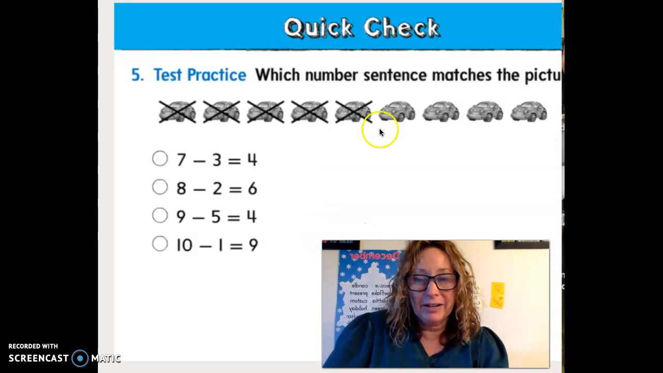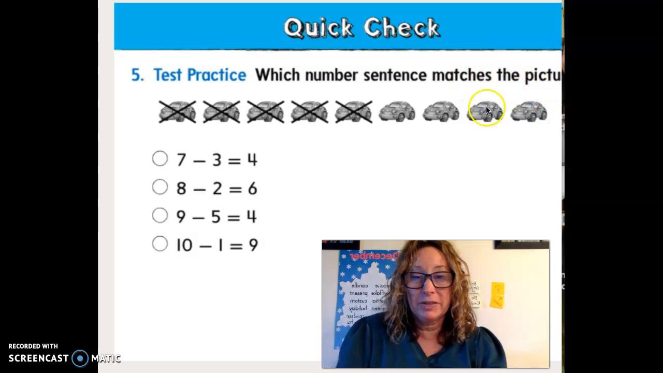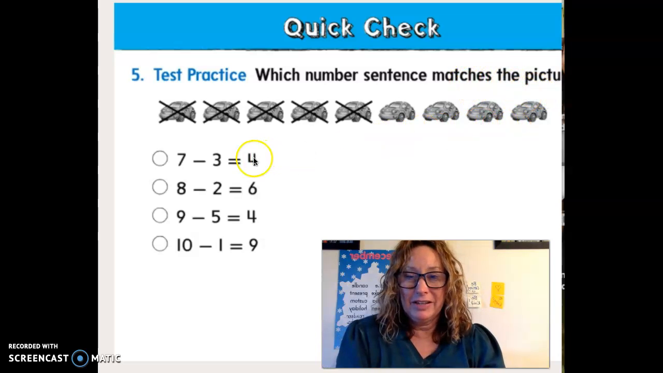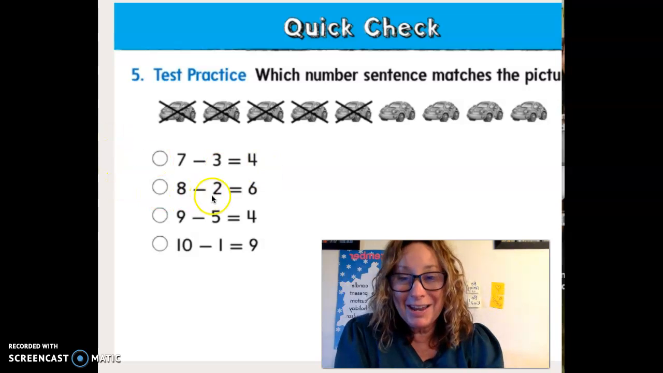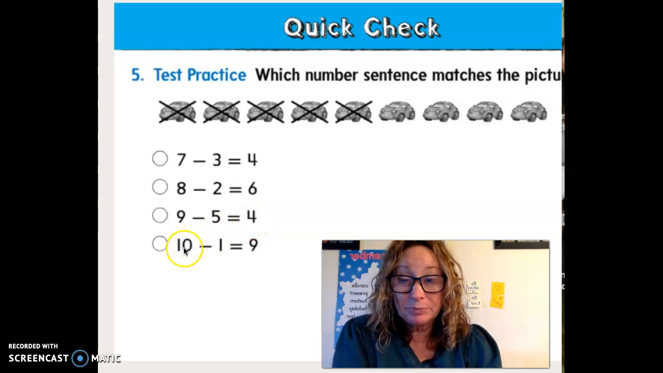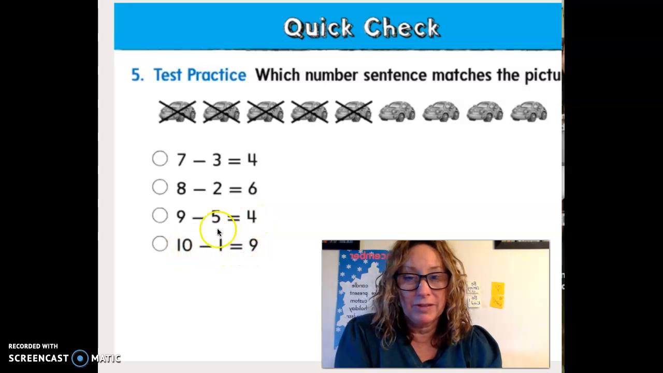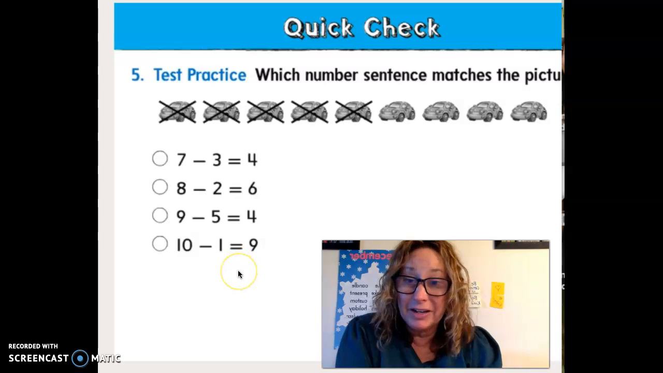Here's our test practice. Which number sentence matches the picture right here? Is it 7 minus 3 equals 4? 8 minus 2 equals 6? 9 minus 5 equals 4? Or 10 minus 1 equals 9? Which of these number sentences would match?